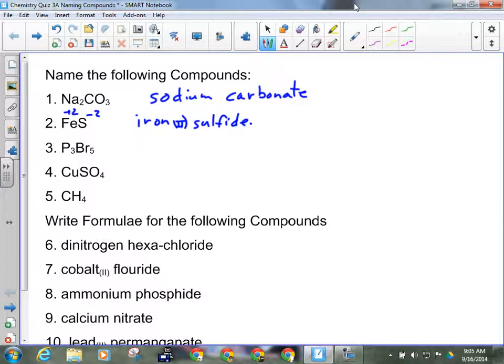For number 3, 2 nonmetals, so I got to put prefixes in. I've got triphosphorus. Okay, penta. That's not a capital P. That's a small p. Pentabromide.